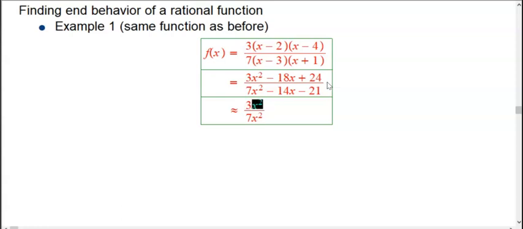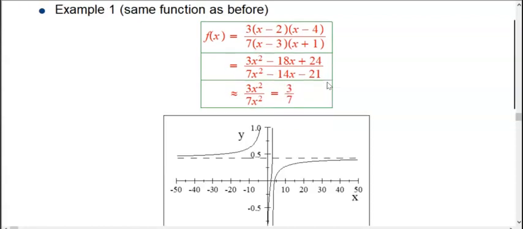This happens to be an example where the degrees of the numerator and the denominator were equal, and therefore it completely cancels down to a number. So if this says that when x is really big, I'm approximately getting 3/7 for the y value, I think I've found a horizontal asymptote.